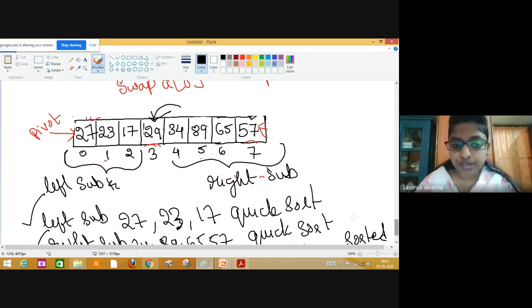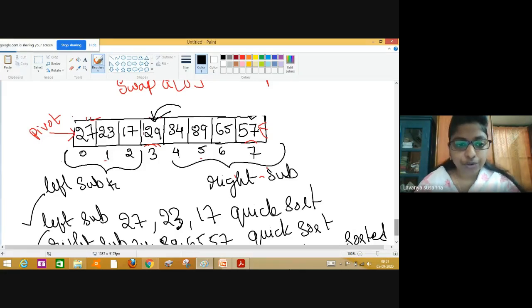I hope you understood. Now, when do you need to swap the pivot element? Remember this: whenever J crossed I, immediately swap the pivot element and A of J value. Whenever you have swapped the pivot element, the list will be divided into two halves: the left sublist of the pivot element and the right sublist of the pivot element.